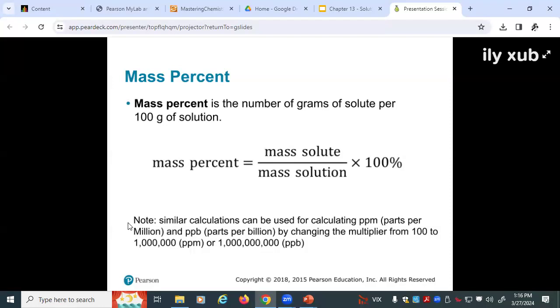And so I can literally take that ratio and use it to figure out how much I need of a given thing. So if I have a solution that is 5% sugar, what that means is that I need to measure out 5 grams of sugar, 95 grams of water, put them together. That gives me my 100 total grams of solution.